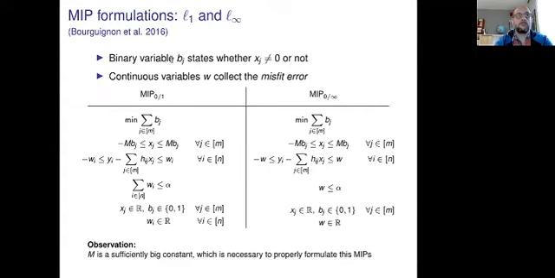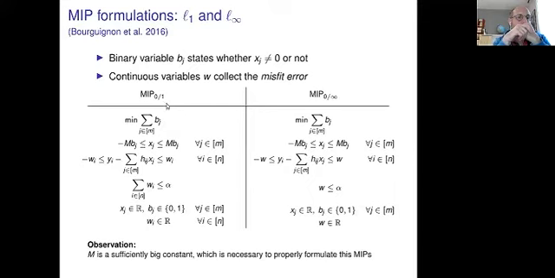The MIP formulations in the literature use variables x to find the solution, and some binary variables b, where each b_j will be 1 only if x_j is not 0, so it will be 0 whenever x is 0. We also have some continuous auxiliary variables w to calculate the misfit error row of the system. The formulations are really straightforward, nothing special.